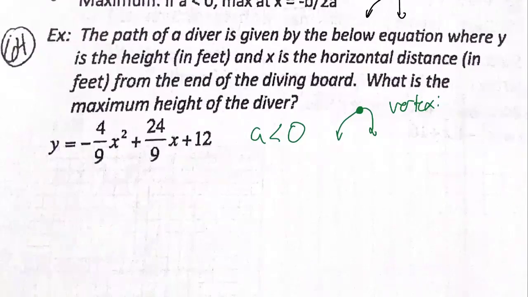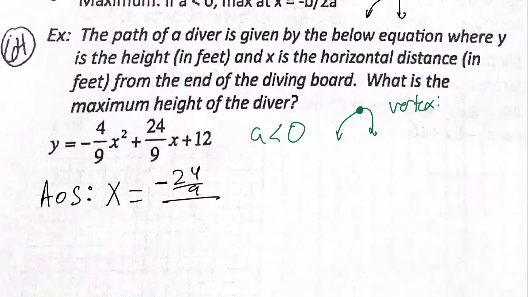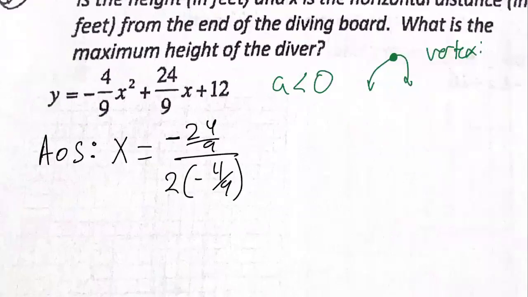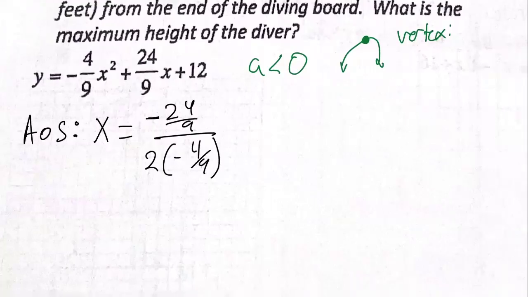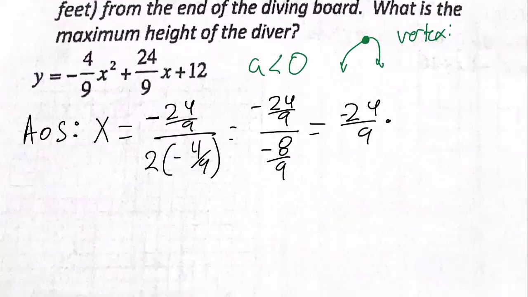So, first things first, axis of symmetry. -24 divided by 9, divided by 2 times -4 over 9. Please make sure you know how to multiply fractions. Do not get confused. So -24 over 9. Now the other one is -8 over 9 when you multiply by 2. And now you do KFC, keep, flip, change. You keep the numerator, you change it from division to multiplication, and then you flip it.